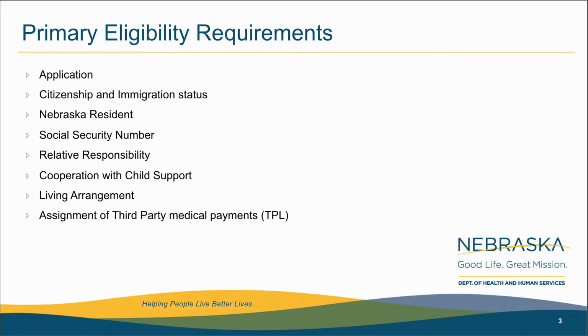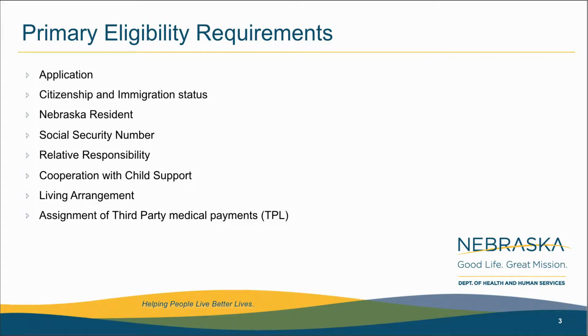Another part is going to again be citizenship and immigration status. To be eligible for Medicaid within the state of Nebraska, the state is authorized to verify citizenship and immigration, and that's done through a multi-step process. It can be electronic, it can be the client providing documents to prove, but we do need to get that information to determine eligibility. And then, of course, they must declare to be a resident of the state.